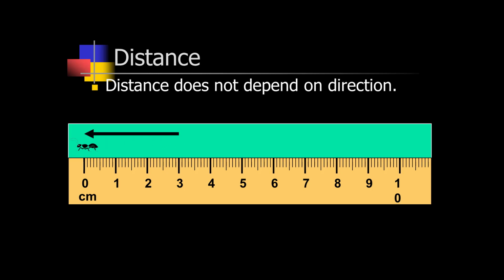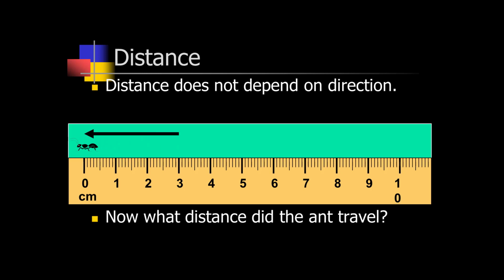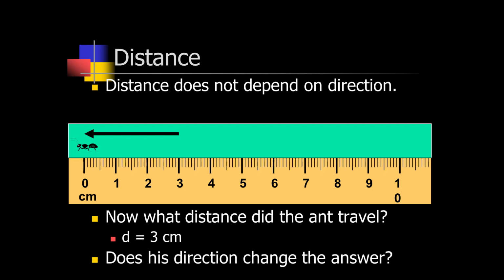And now if this ant is starting from 3 centimeters and moving towards 0 centimeters, again what distance did the ant travel? Again you can see the distance is 3 centimeters. There is no change whether it is moving towards left or right, it is covering the same distance. So we can say distance does not depend on the direction. Okay, so does direction change the answer?